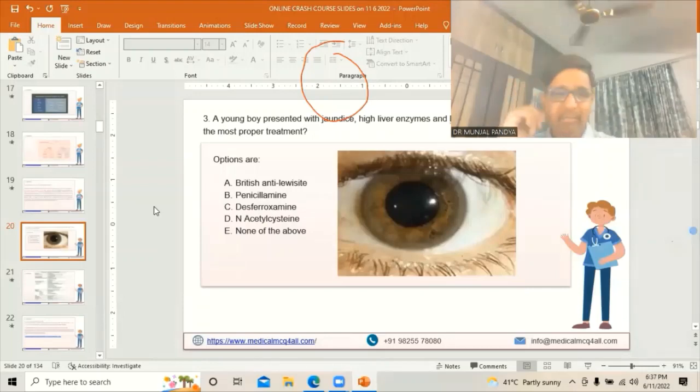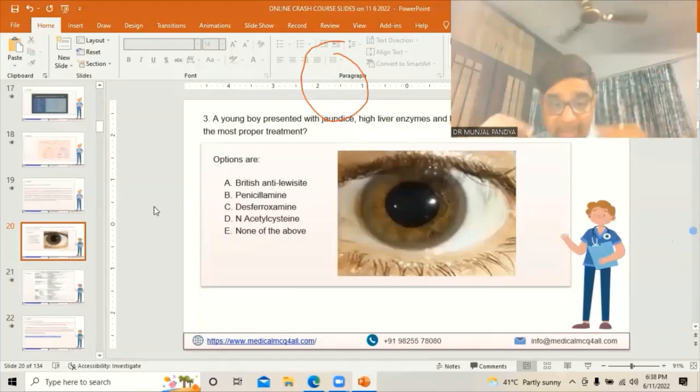How come penicillamine? A young boy presents with jaundice. Why jaundice? Because there is liver dysfunction and a deposition of excessive copper in the liver. At the same time, it develops in the eye near the cornea and sclera. That is the KF ring, the Kayser-Fleischer ring. This is pathognomonic of copper poisoning. So for copper poisoning, the most appropriate treatment is penicillamine.